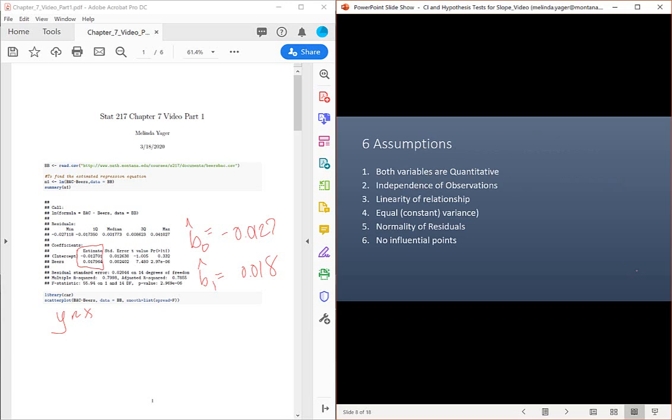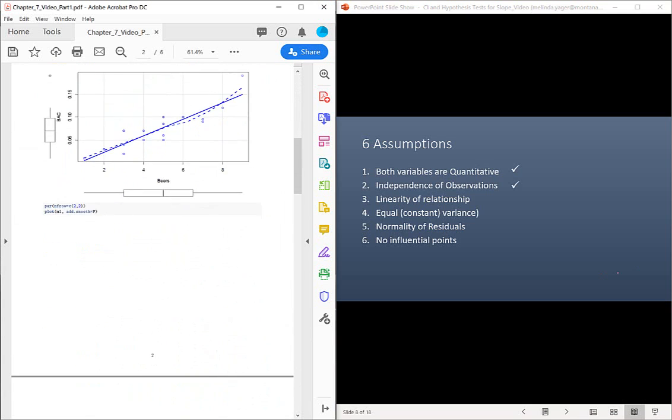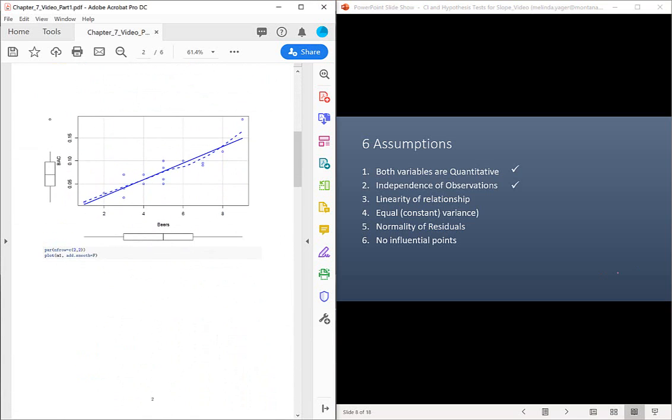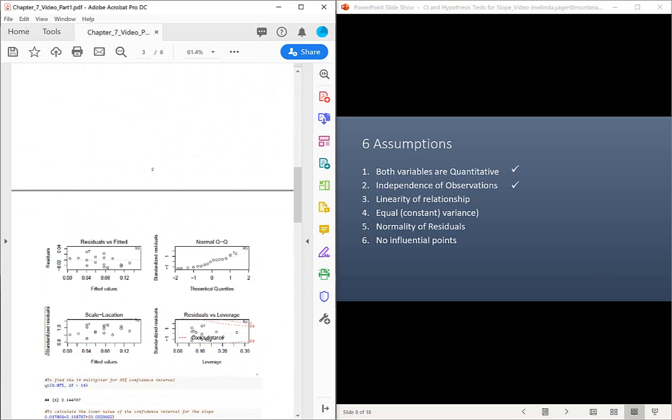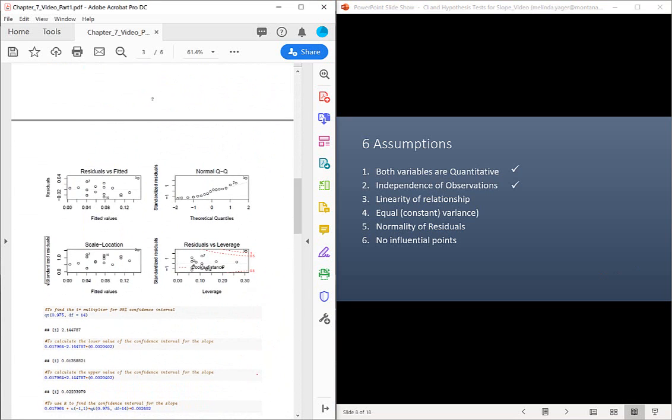Both variables are quantitative, so the first assumption is met. Since there's only one measurement per student and their blood alcohol content should not affect another student, there is no evidence against independence. Looking at the scatter plot, we can see that there really is no evidence against linearity. We can also look at the residuals versus fitted plot, and we can see that there is no curved pattern in this either. Both show a linear relationship.